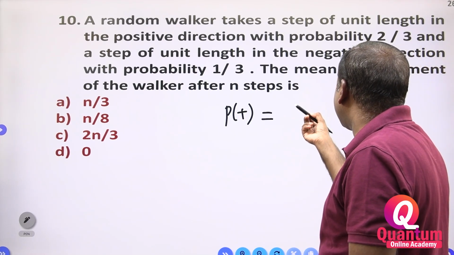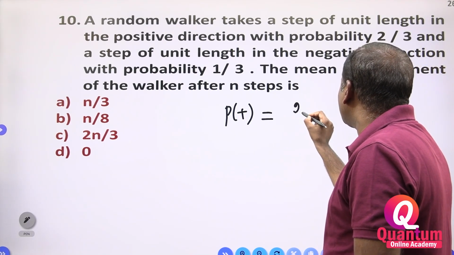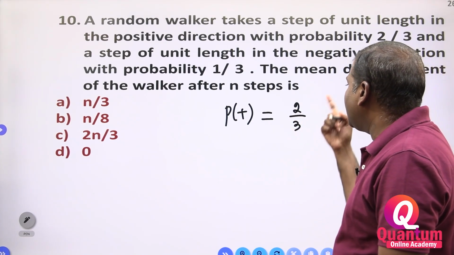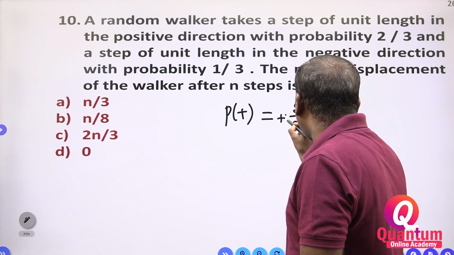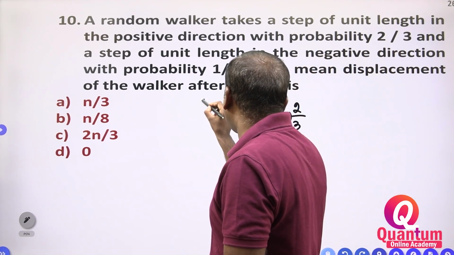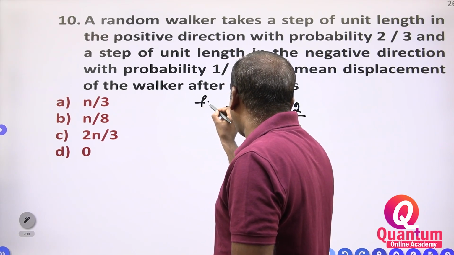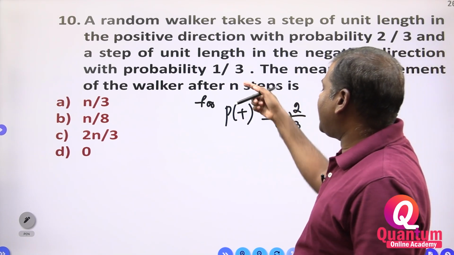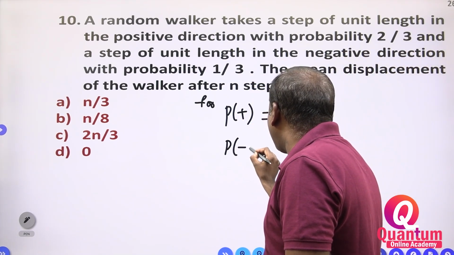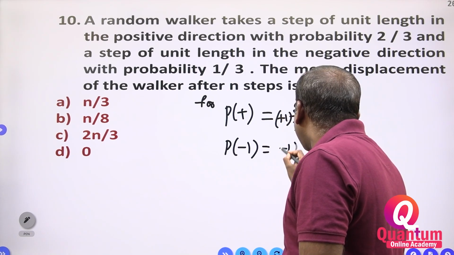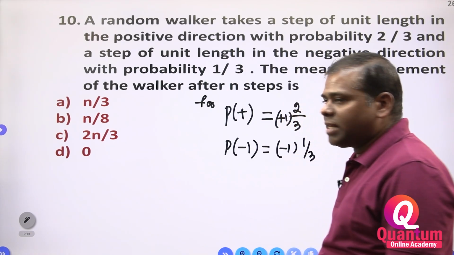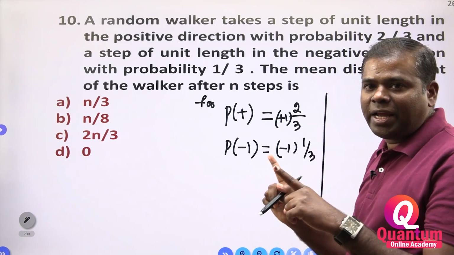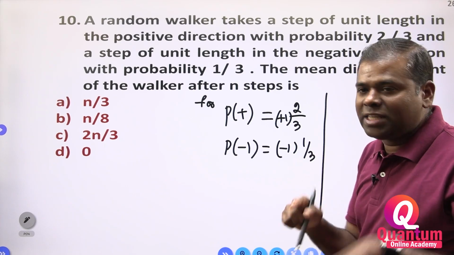How much probability is it taking? For the first step, it is 2 by 3, plus 1 into 2 by 3. For one step I am taking the positive direction. Next, in the same way, what is the probability of the negative direction? Minus 1 into 1 by 3. For one step, there is a possibility of 2 by 3, and a possibility of minus 1 by 3.